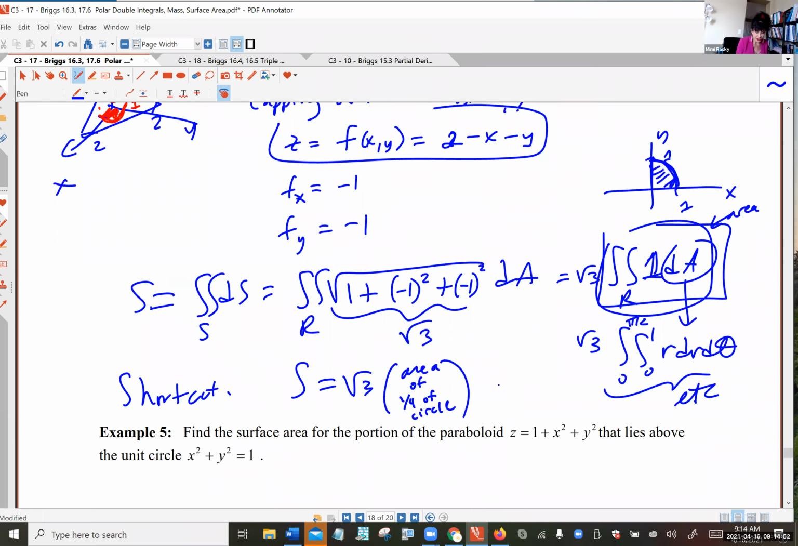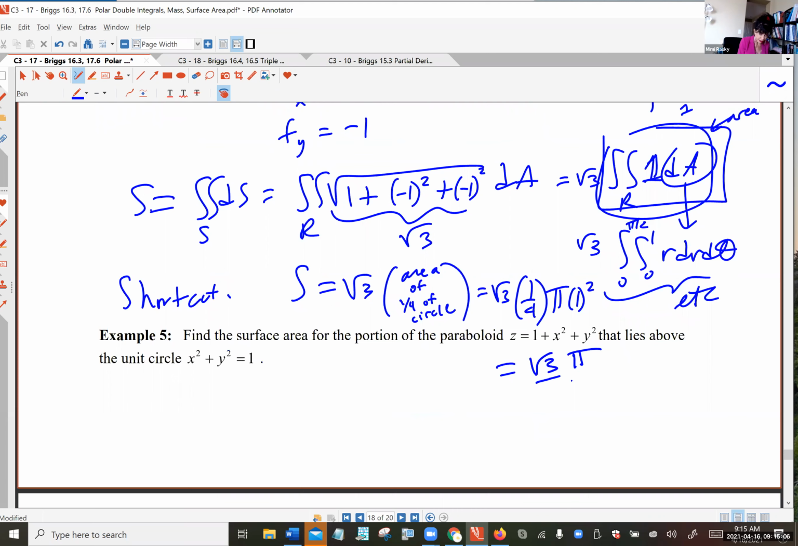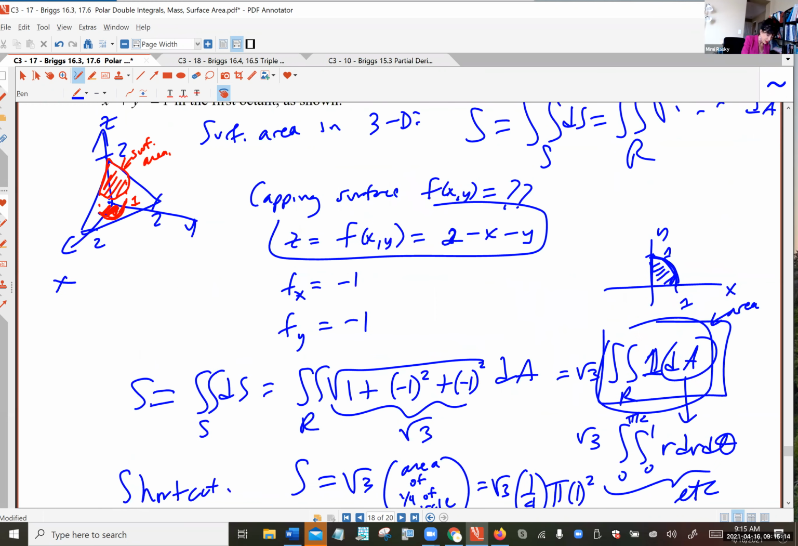That's all. And so you just use your knowledge of area of circles, and you know pi r squared, but we want 1/4 of that. 1/4 times pi, the radius is 1. Oh, and we're almost done. And so the surface area is square root of 3 pi fourths square units. And we're done with that example. That's the surface area of the portion of the plane that lies directly above the quarter of a circle. Pretty easy. We didn't have to do anything hard.